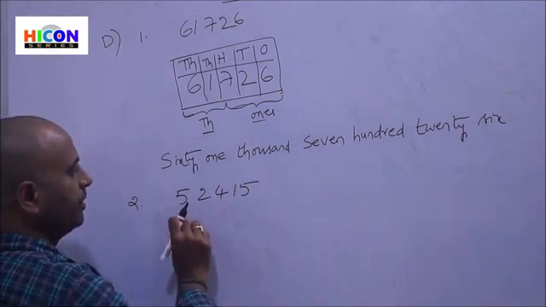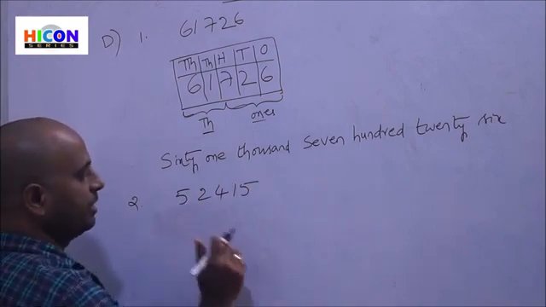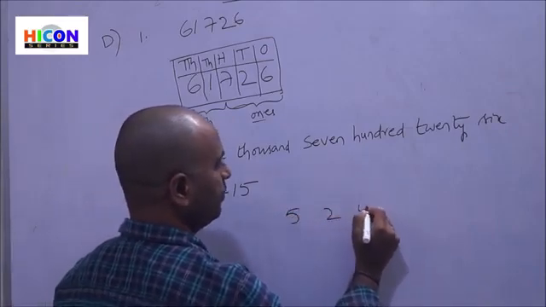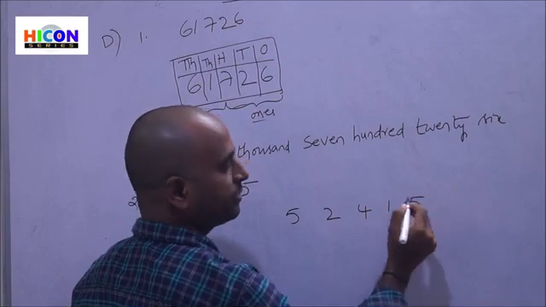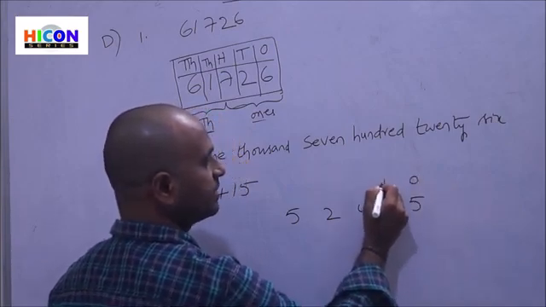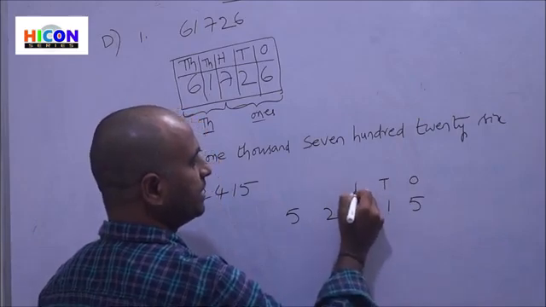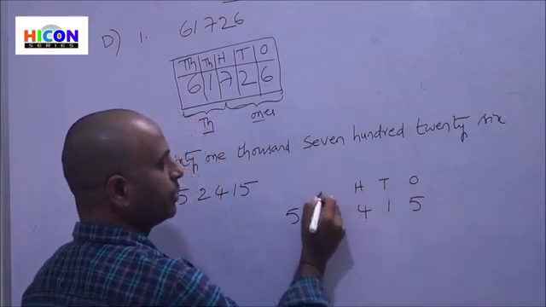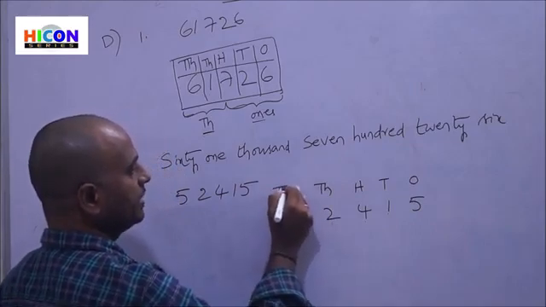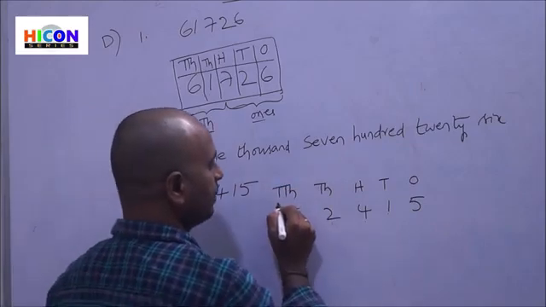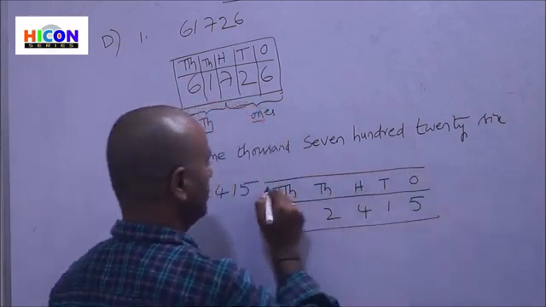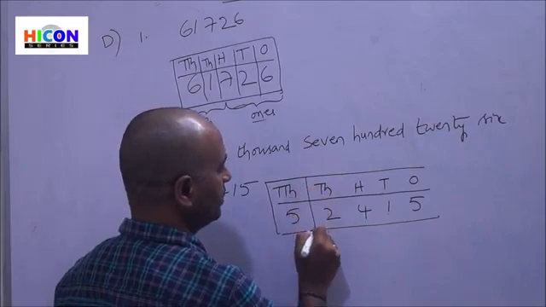First we have to draw a place value chart. In 52415, 5 is in the ones place, 1 is in the tens place, 4 is in the hundreds place, 2 is in the thousands place, and 5 is in the 10,000s place. So this is the place value chart for the given number.